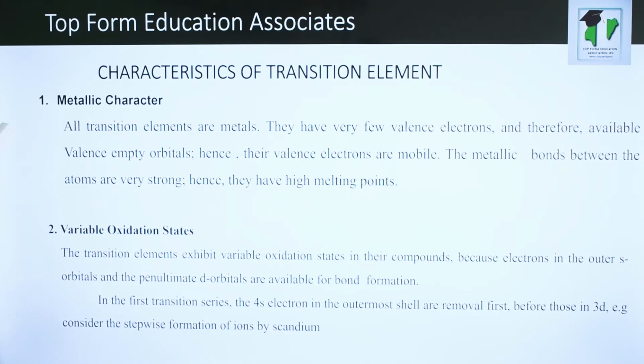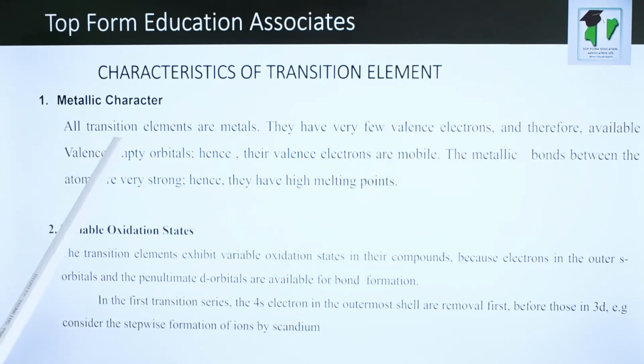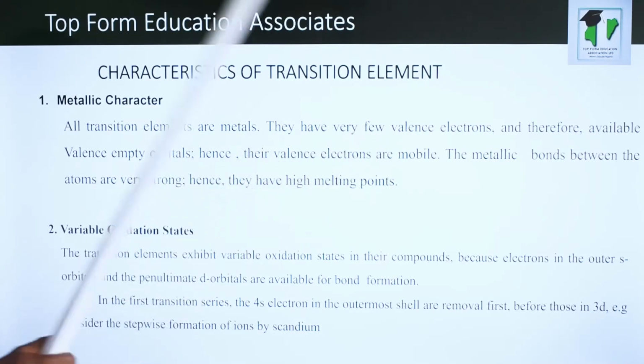The first one there is metallic character. That means its ability to have properties that other metals have. All transition elements are metals. They have very few valence electrons and therefore available valence empty orbitals. Hence, their valence electrons are mobile.